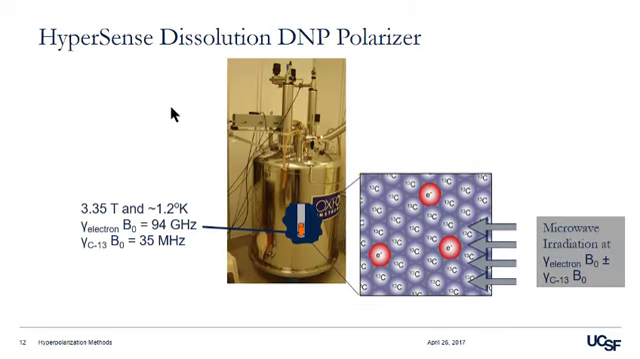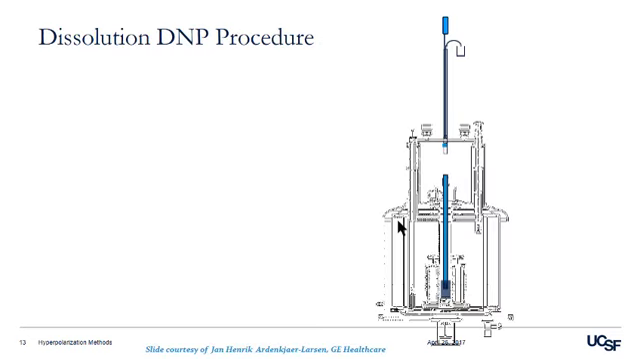Okay. Yeah, so here's an example of the preclinical polarizer that's out there, the Hypersense. It's under these conditions of high magnetic field and low temperature. And again, we have a very specific microwave frequency that drives the polarization transition from the electrons to, in this case, carbon-13 nuclei.